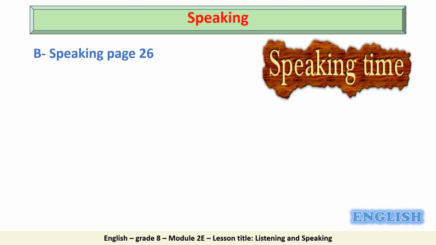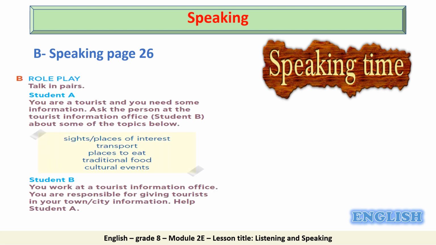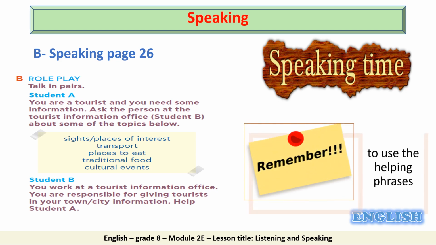Speaking time. What is our topic? Open please your student's book on page 26 to read the topic. Well, one student will ask questions about the mentioned topics. You're going to ask questions regarding the sites, places of interest, transport, places to eat, traditional food, and cultural events. And student B or the other student will provide the needed information. As usual, grade 8, before you speak, make sure to understand the topic, prepare for it very well, use correct language, and of course, don't forget to use the helping phrases and the questions that we have learned in today's lesson.